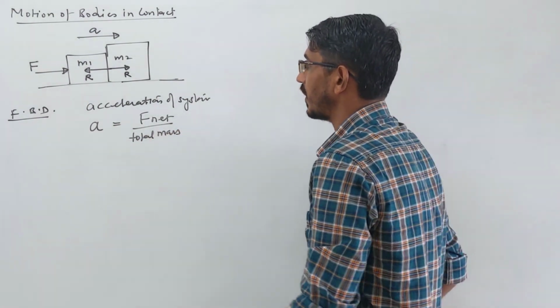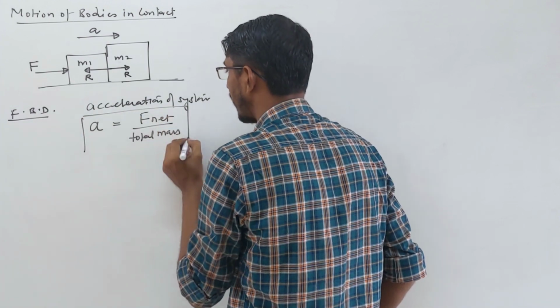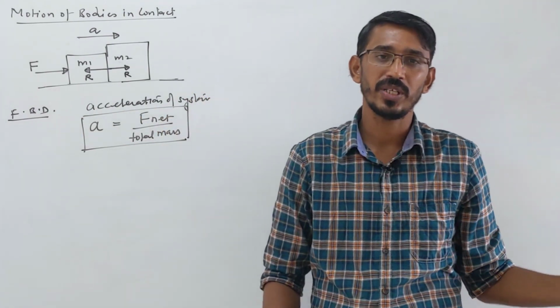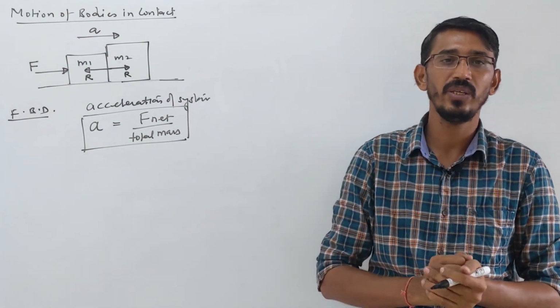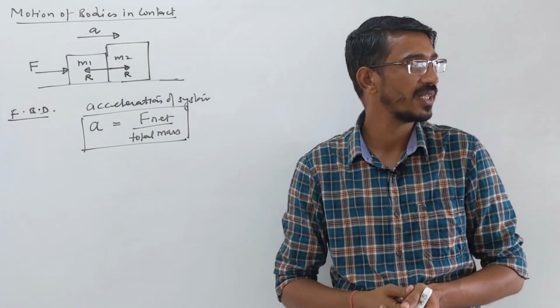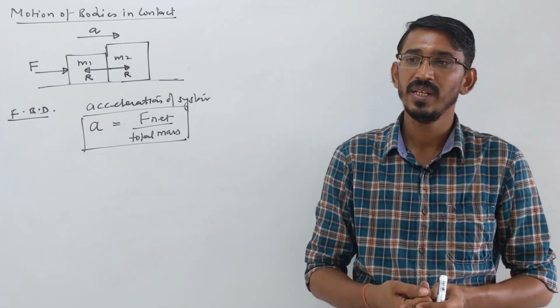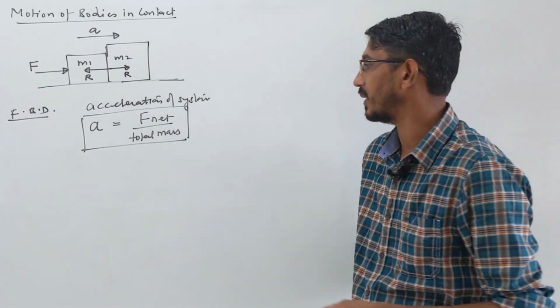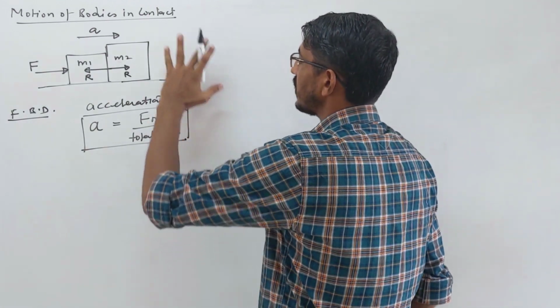This is the general acceleration formula, and whatever steps we follow here, writing the FBD, will be the same till the end of the chapter. There will be nothing new. The name of forces will change, sometimes tension force, sometimes spring force, but the procedure and the way of solving questions will be exactly the same everywhere. So how to find the acceleration of the system?